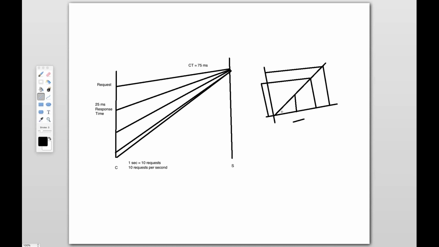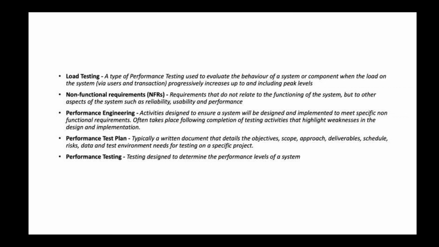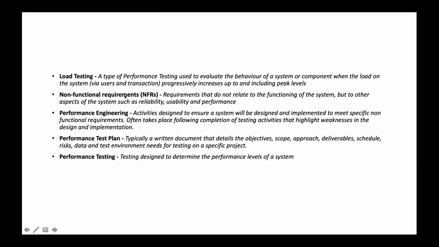If you have only one user and you're taking only 1 second, in that case, it's very fast. So the moment you increase your number of users, automatically your time also will be increased over here, like that. Okay. Then we have non-functional requirements.